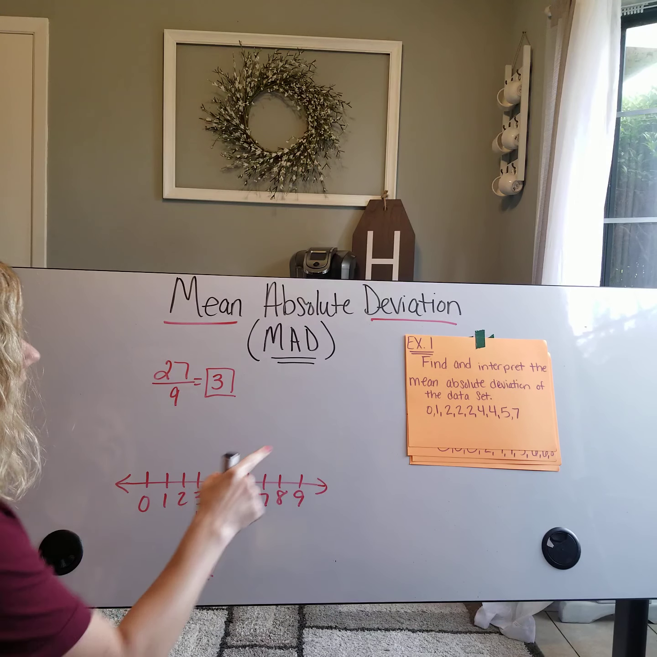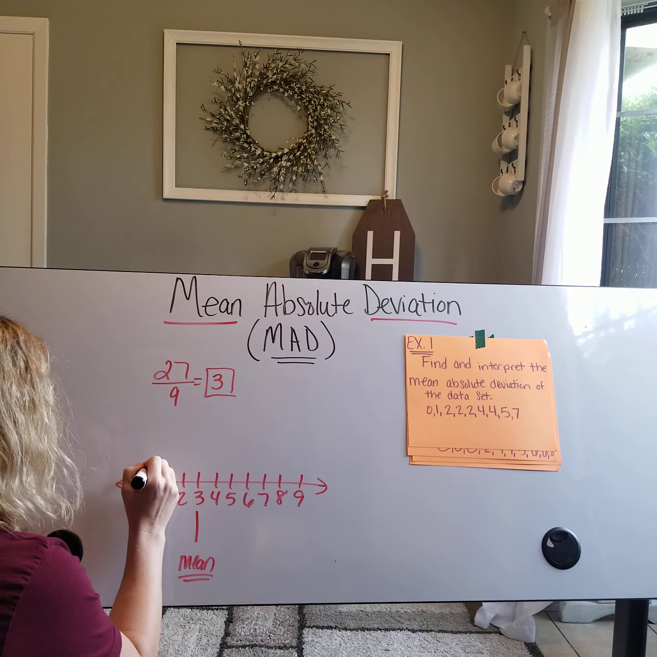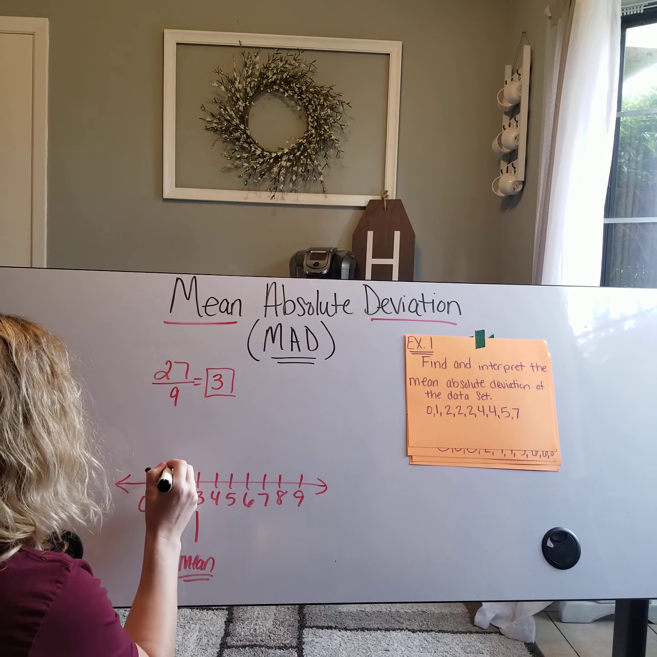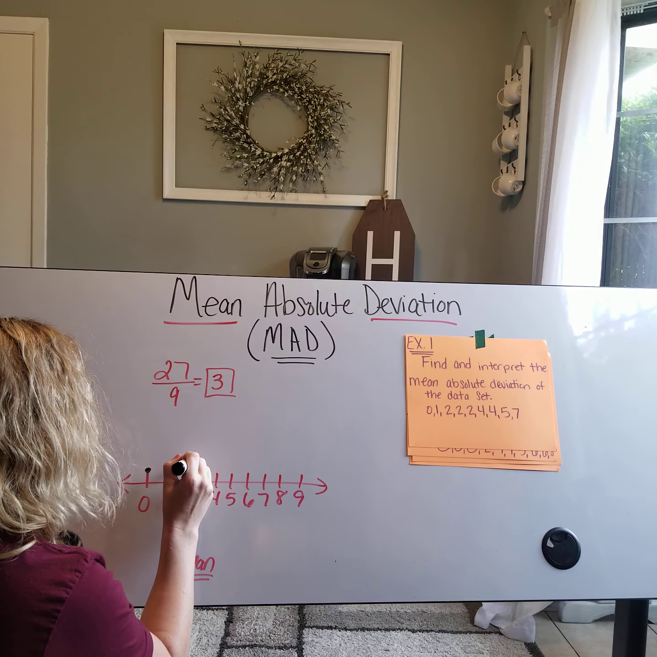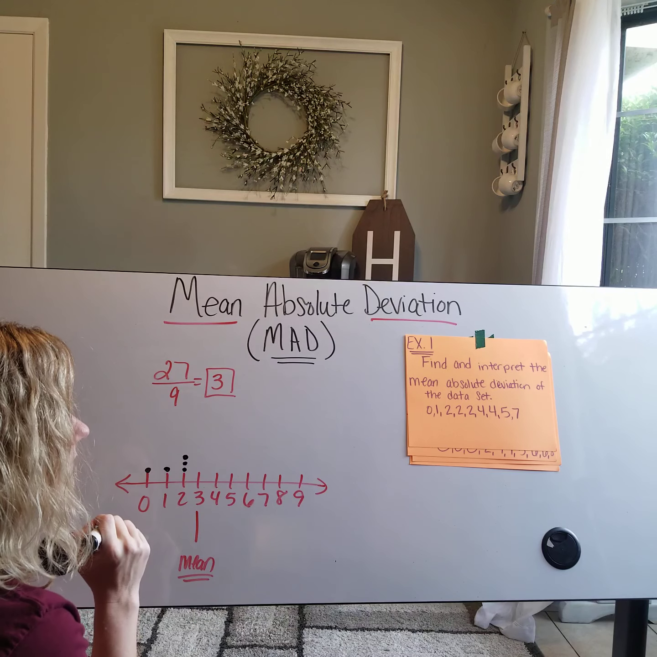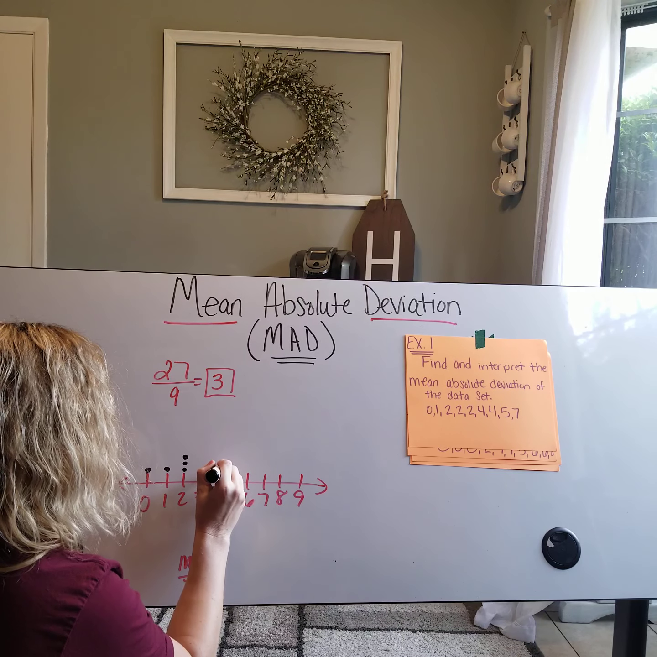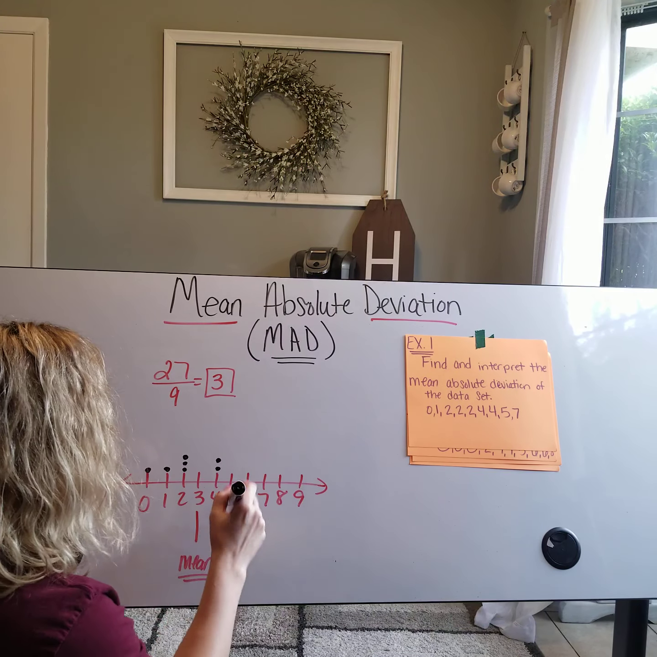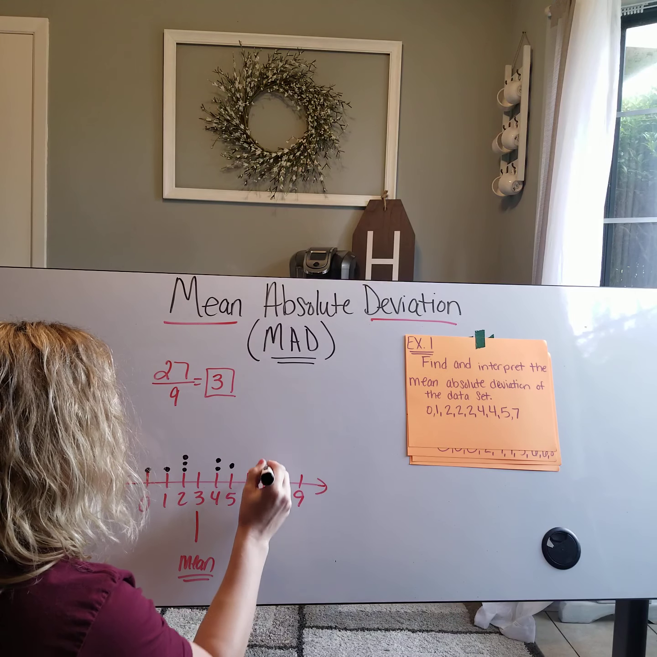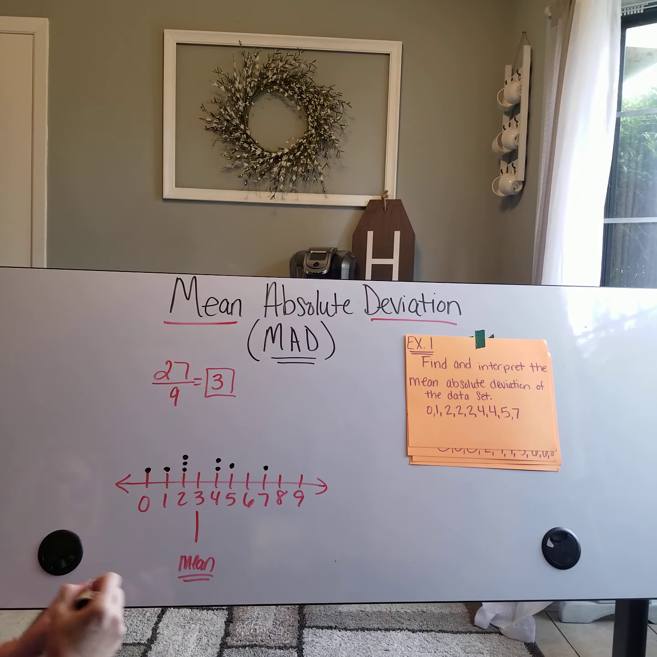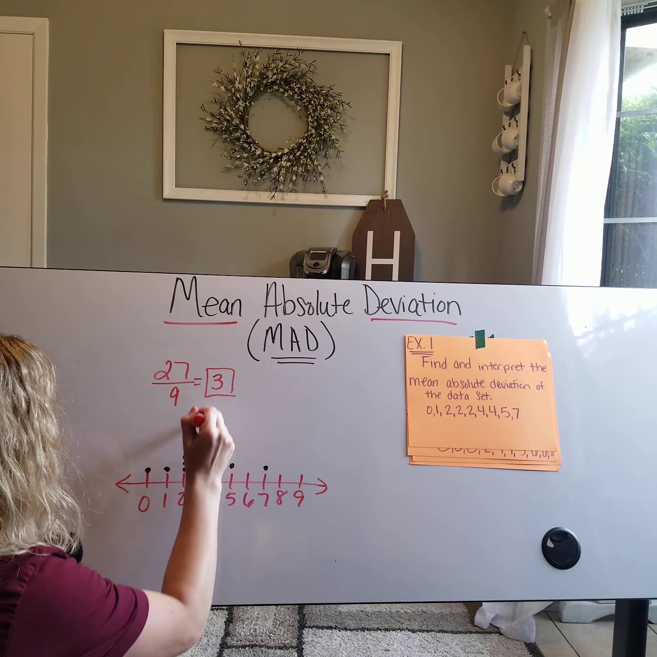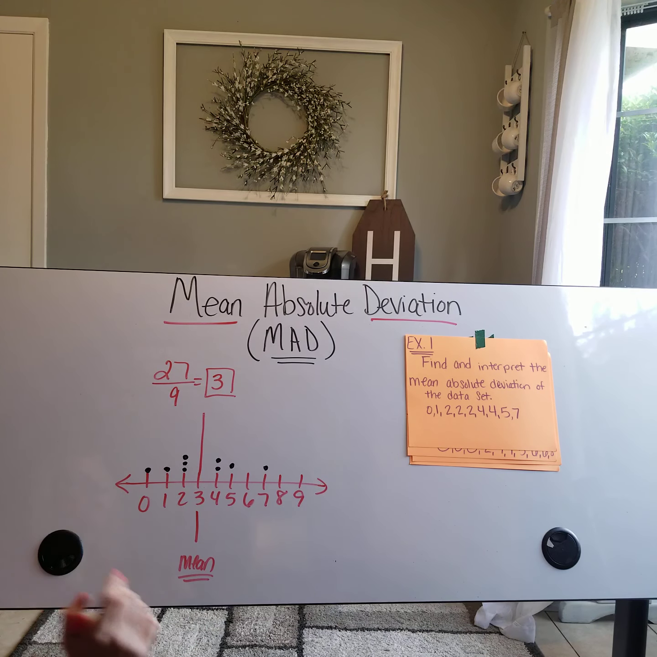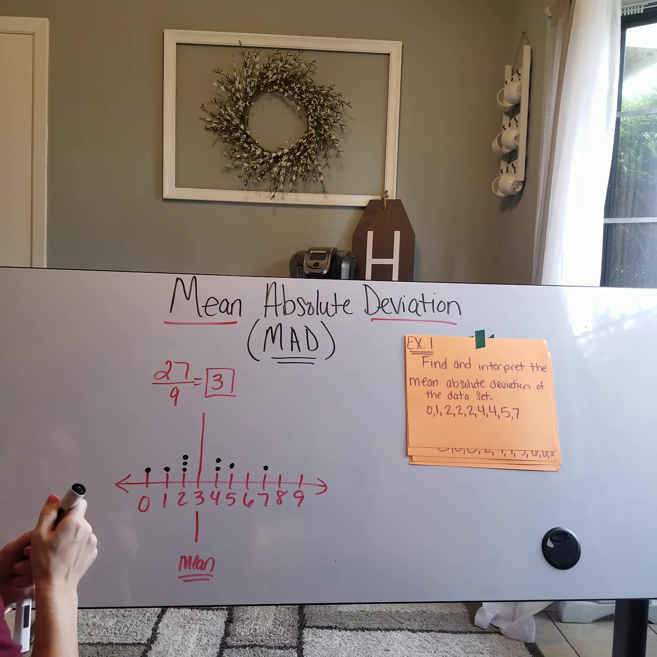So first we have a 0, and then we have a 1, and then we have 3 2s. We have 2 4s, 1 5, and then 1 7. Okay, we need to figure out how far they are away from our mean.